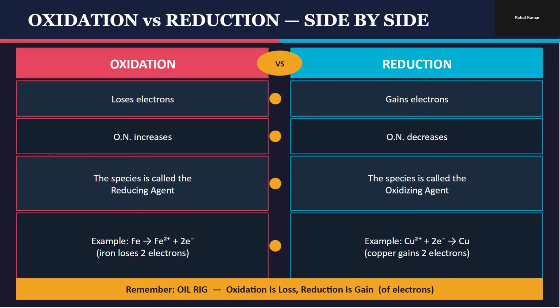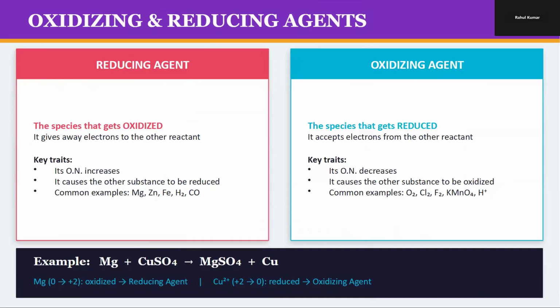An example for oxidation is iron going to iron 2 plus plus 2 electrons. Iron here loses 2 electrons. And for reduction, copper 2 plus taking 2 electrons forming copper. So here copper is gaining 2 electrons. So remember, OIL RIG: oxidation is loss, reduction is gain of electrons.